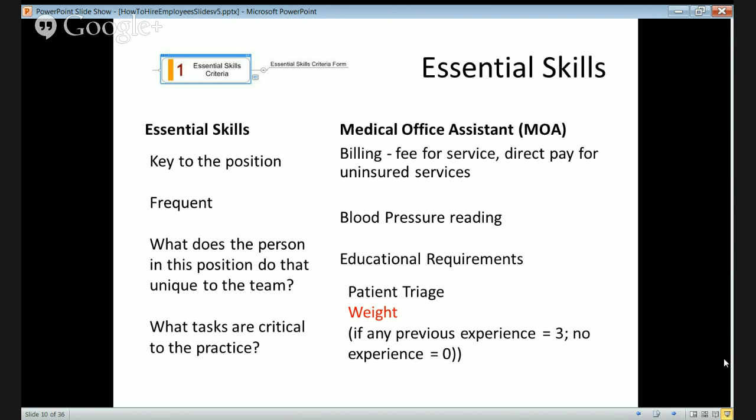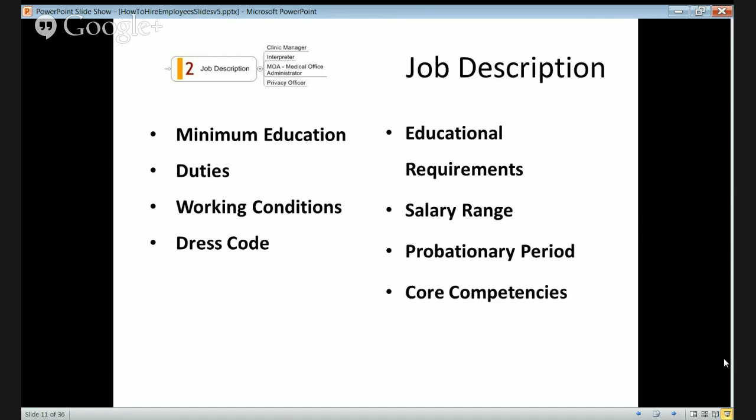You might even want to create a skills test of the essential skills items. Saying you know how to do something is not the same as showing you know how to do that critical task. So once you've decided what all of the essential skills are of the position, it's going to help you determine what are the essential skills in the job description.